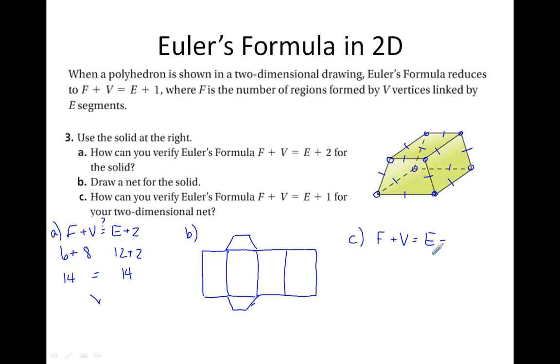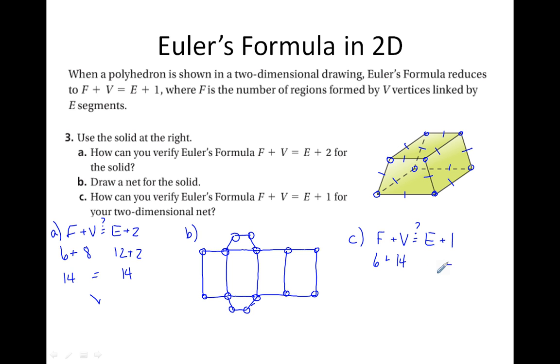This is what it says. Faces plus vertices equals edges plus 1. We're going to check and see. Number of faces I've got has not changed. That's still 6. The number of vertices might have changed. We're not sure. Let's count. 1, 2, 3, 4, 5, 6, 7, 8, 9, 10, 11, 12, 13, 14. We actually have more vertices because since we've unfolded it, some of them are counted more than once if you compare it to our 3-dimensional figure.